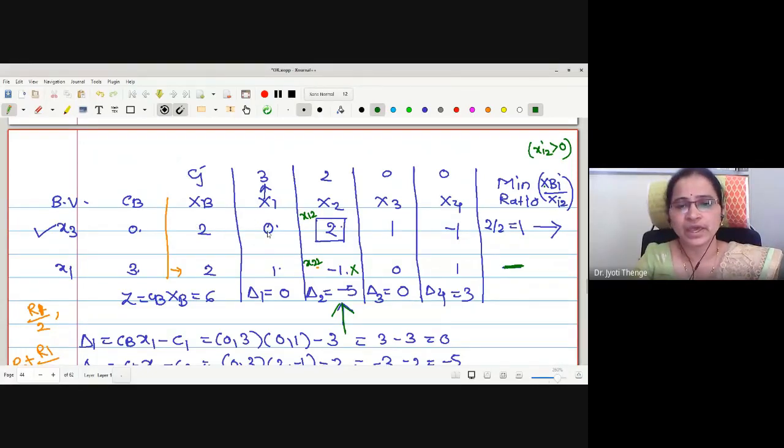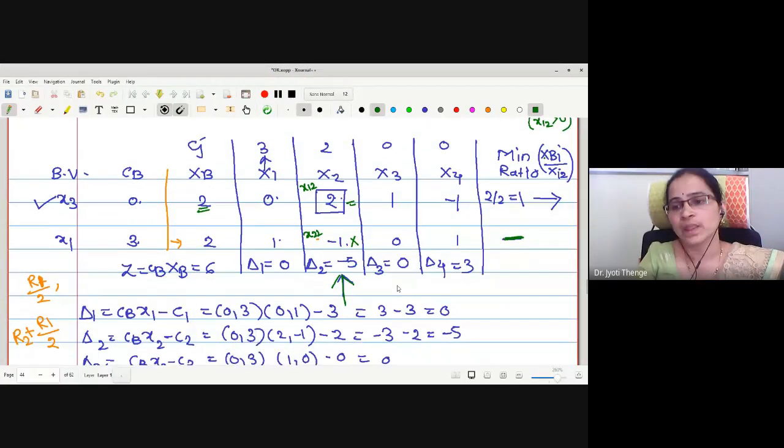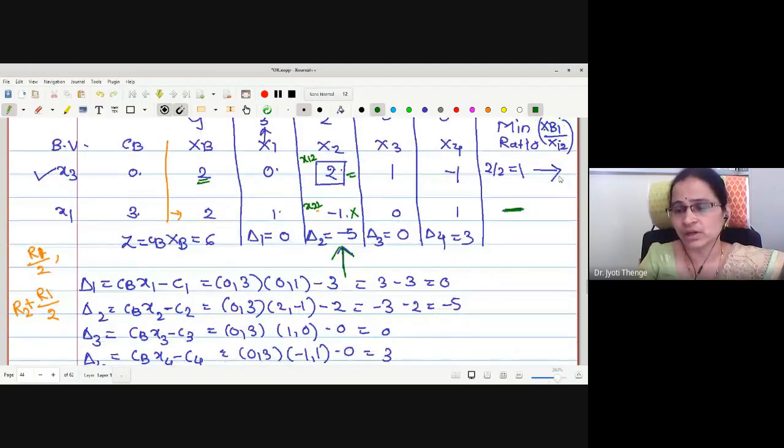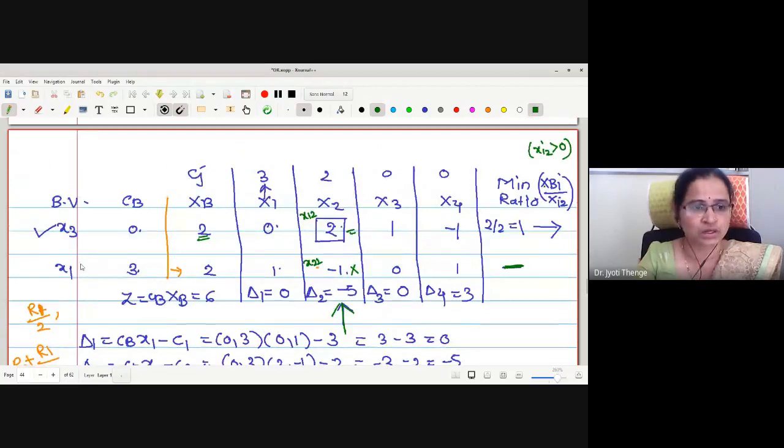Only one value is being calculated: XB1 upon X12. And what is XB1? This and this. 2 by 2 is 1. A simple way to remember this is XB column upon the corresponding entering column. XB column upon the corresponding entering column. Here only one value has been calculated, therefore surely this variable is going to leave the basis, and the variable is x3. Therefore x3 is going to leave the basis, and x2 is going to enter the basis.